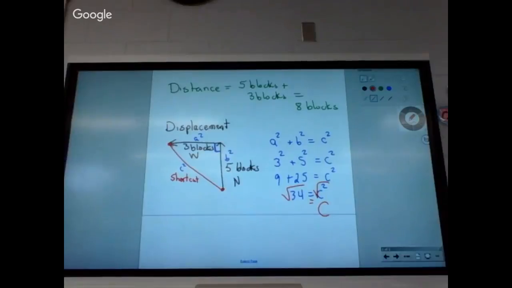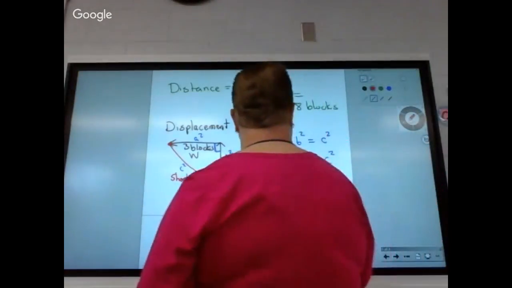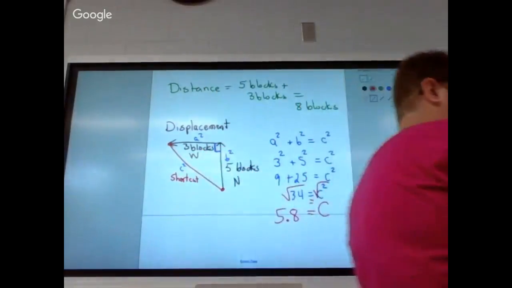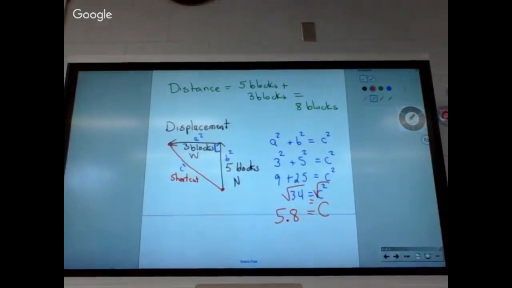We're getting a decimal. Do y'all know where the square root is on the calculator? Hit second, then hit. Exactly. So second is squared. So yellow key, find the square. You're going to see a square root above it. 34 and enter. I get 5.8. 5.8. Now, what unit am I going to write on that?